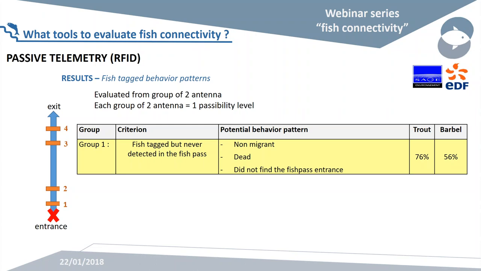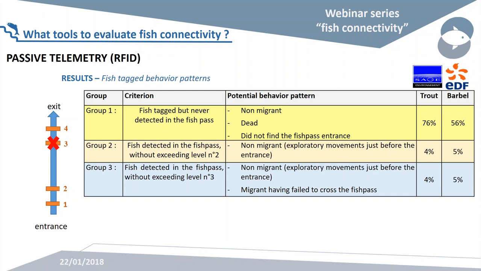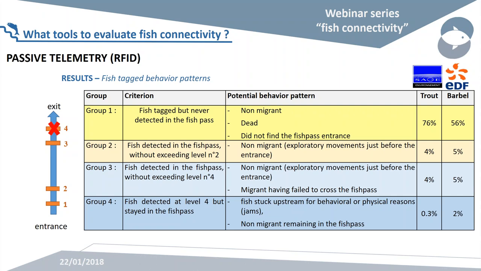We have group number two, which corresponds to fish detected in the fish pass, but without exceeding level number two. So it corresponds to non-migrants, characterized by exploratory movements just before the entrance of the fish pass. Group three, fish detected in the fish pass, but without exceeding level number three. It's close to group number two. It can be non-migrant fish, but it can also be migrants that failed to cross the fish pass. And it's exactly the same for group number four. This is fish detected at level four, but staying in the fish pass.